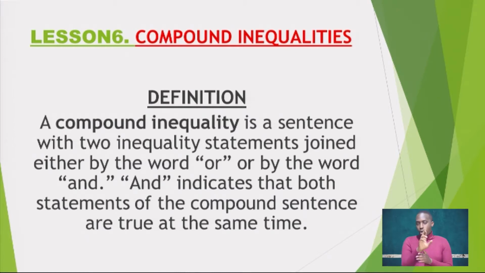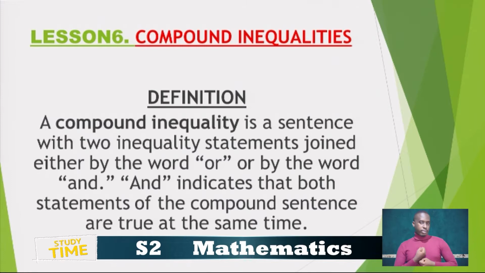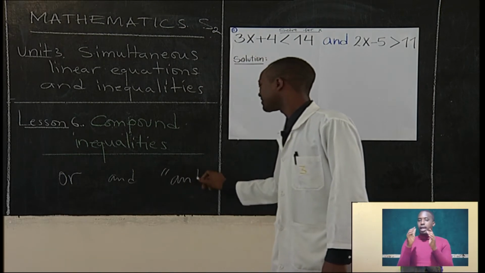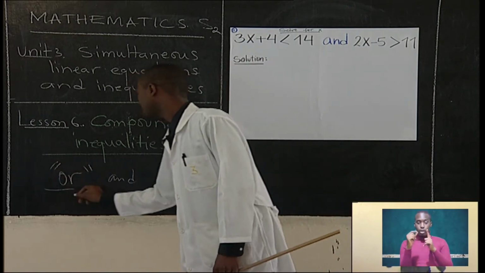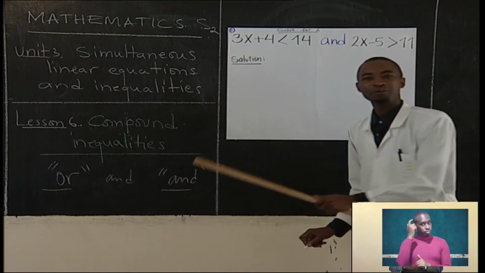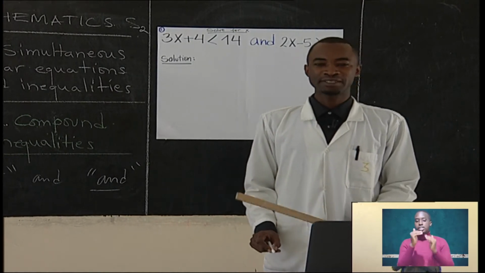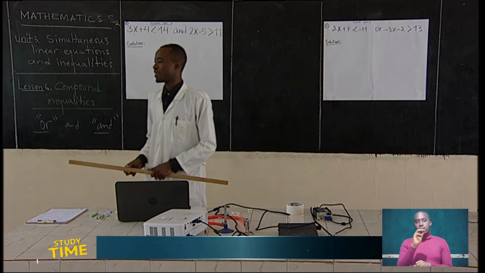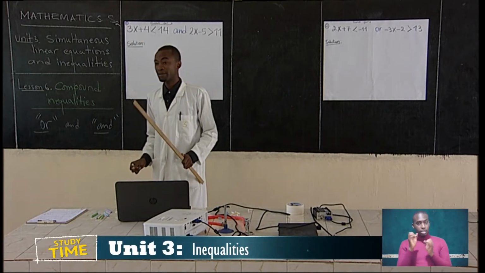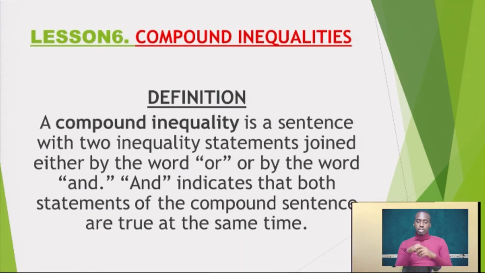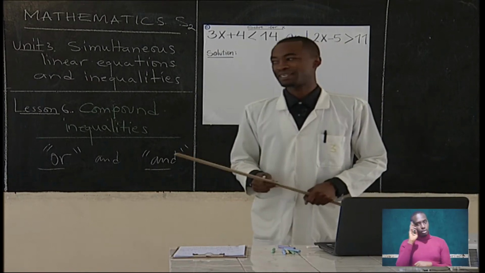Here, we need to understand that there are 2 words we use when we are talking about the inequality statements. We have the word or, and we have the word and. These 2 words are very important. I want you to keep them in your minds because they will help us to be able to solve the inequalities, especially compound inequalities. And as you remember, before we go far, I will give you one activity regarding the simple inequalities so that you can remember what we discussed the last time.